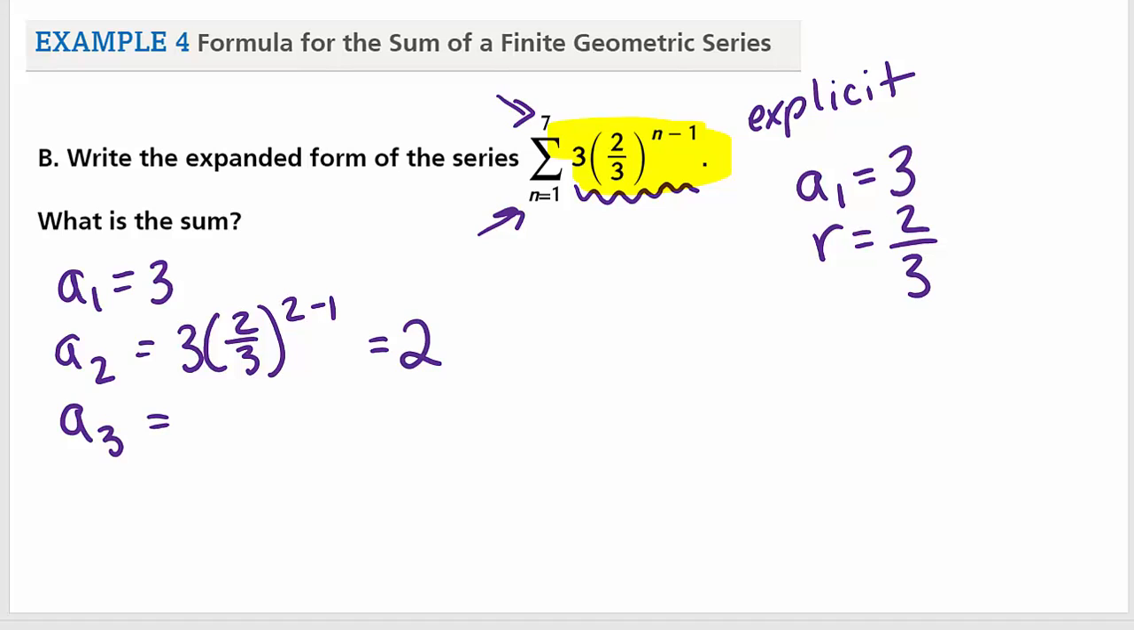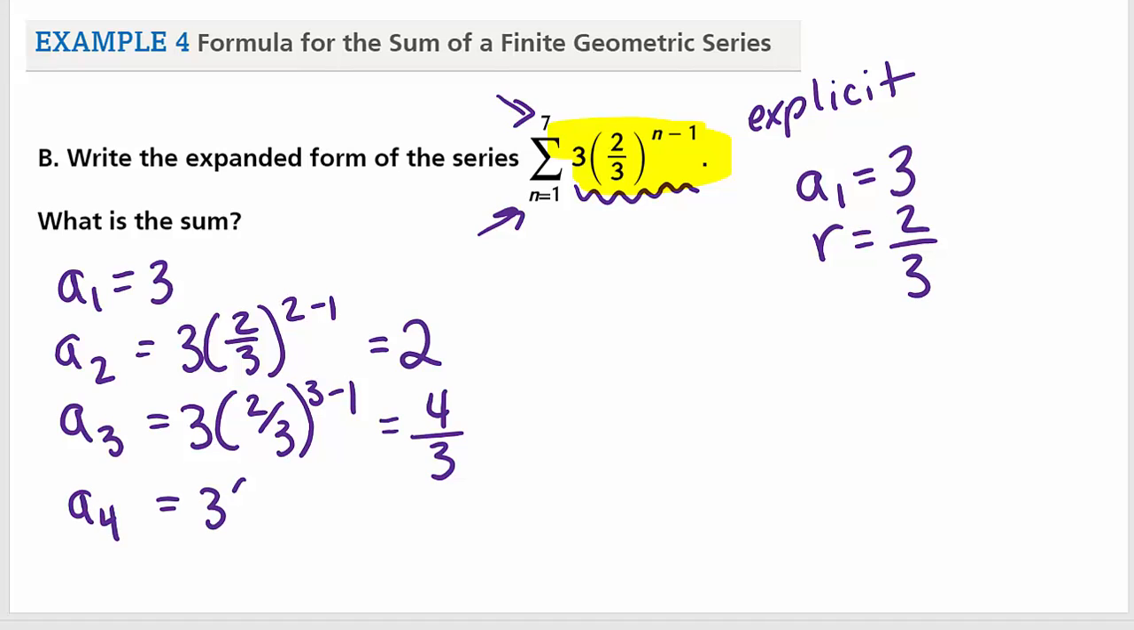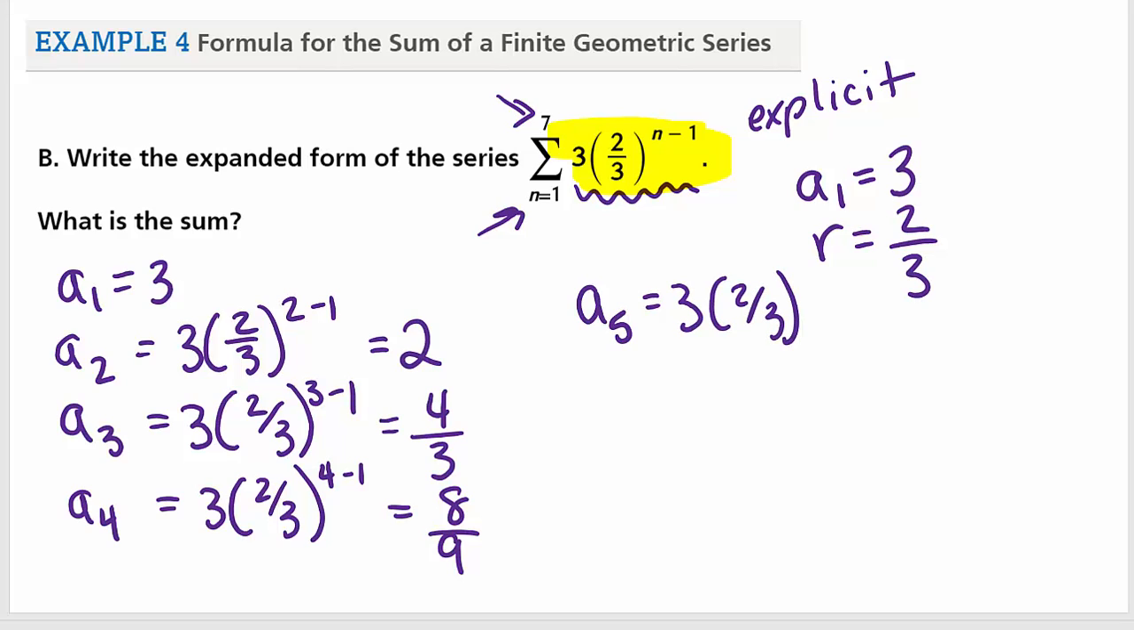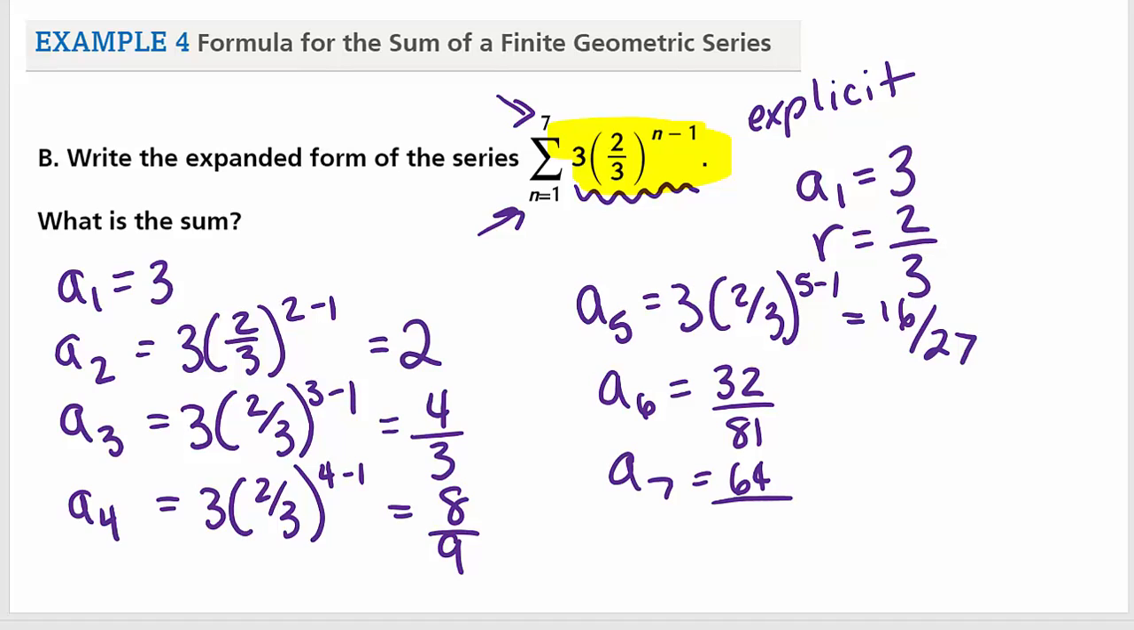A sub 3, we use our formula again, 2/3. We are just subbing in our n value as 3 because we're trying to find the third term. This simplifies to be 4/3. A sub 4 simplifies to be 8/9. A sub 5 is 16/27. A sub 6 is 32/81, and a sub 7 is 64/243.